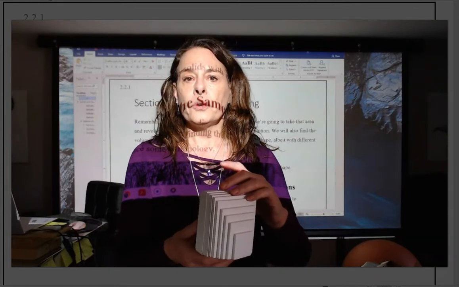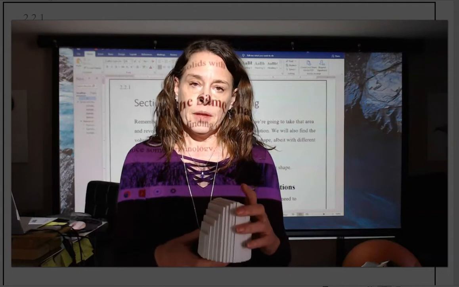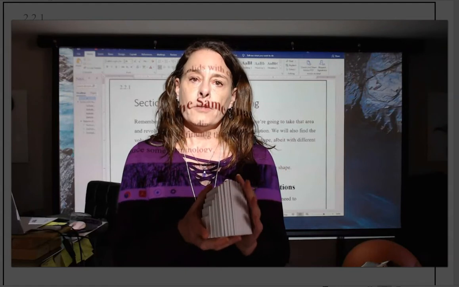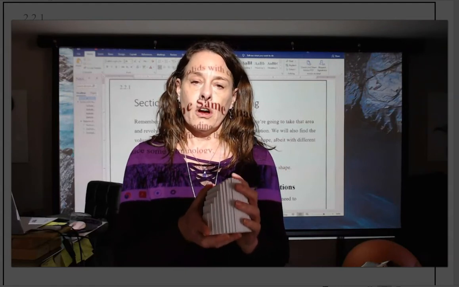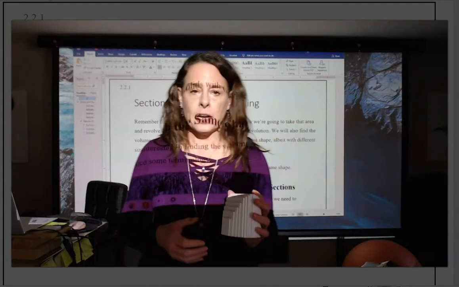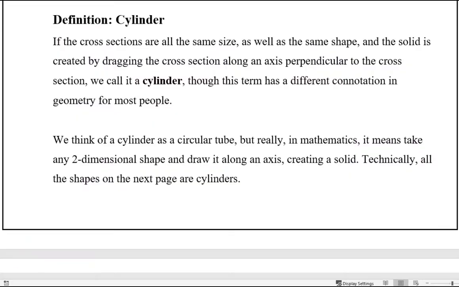Now, in order to continue, what we need to do is to define some terminology. We need to distinguish shapes like this from shapes that are different and that are called cylinders. So we want to distinguish these two types of shapes. So let's return to the screen and do that now. Let's talk about what a cylinder is.